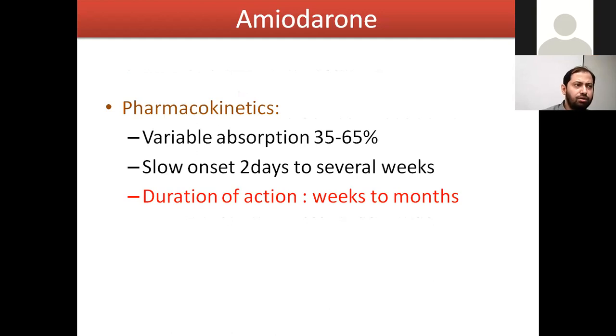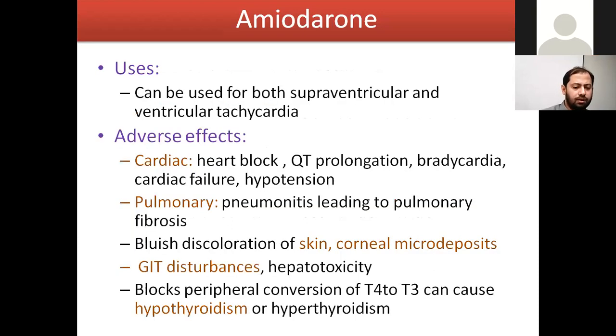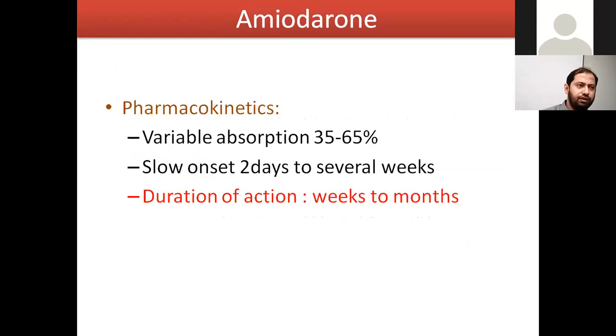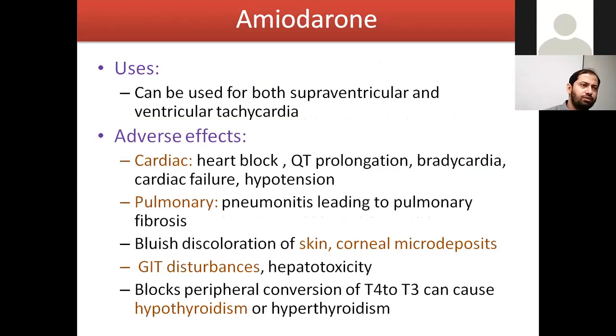If we talk about the pharmacokinetic profile of Amiodarone, it has variable absorption, between 35 to 65%. It has a slow onset, 2 days to 7 weeks, and the duration of action is weeks to months. If you talk about uses, it can be used for both supraventricular as well as ventricular tachycardia.